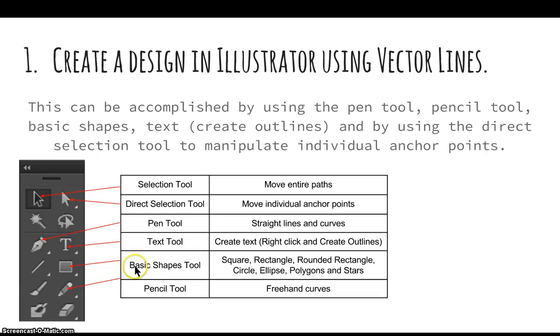The next one to cover here is the basic shapes tool. It gives us things like squares, rectangles, rounded rectangles, circles and ellipses, polygons and stars. And the pencil tool, which of course is then used for freehand curves, which might be the easiest option for you depending on what kind of logo you're trying to create. So let's go and check those out.